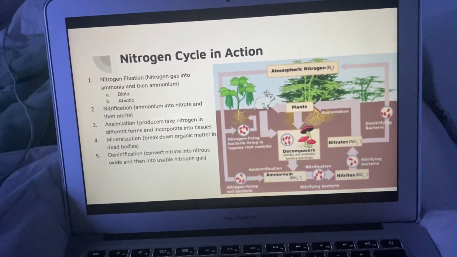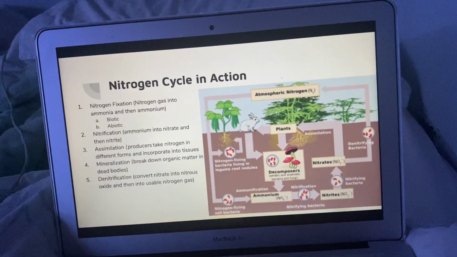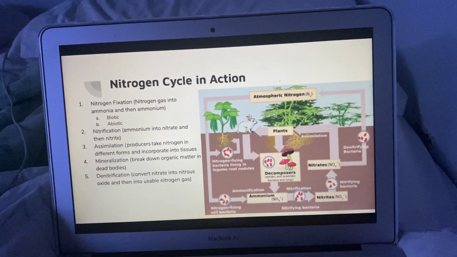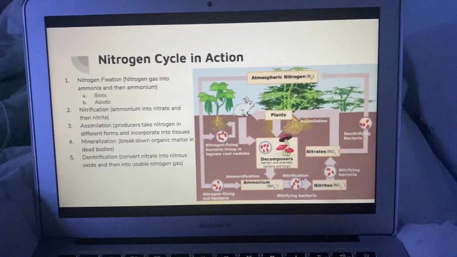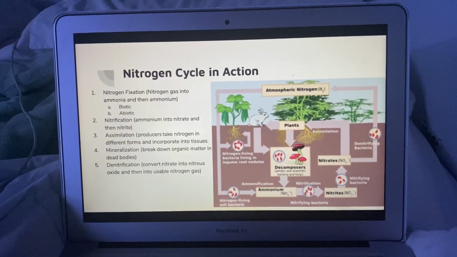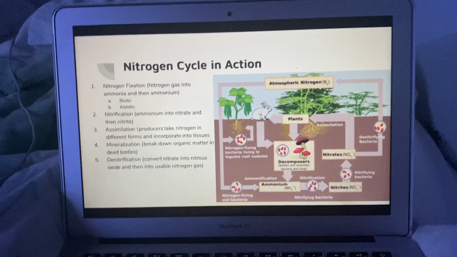A good real-world example of this is when it rains, the plant will absorb the nitrogen through its roots, and after fixation and assimilation, let's say a cute bunny walks by and happens to be hungry, the bunny will eat the plant, along with the nitrogen within it.